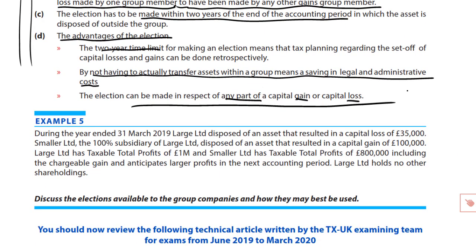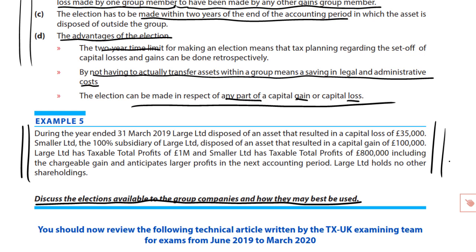And finally, for you to have a go at and then have a thorough review, please, through the answer, another little challenging issue for you to discuss the elections available to the group companies and how they may best be used in relation to this information here in example 5. So have a good think about that, see what the options are. How would you exercise any claims or elections? How would you achieve what you want to achieve? And then have a thorough read through. Then in relation to what we've been discussing in this chapter, quarterly instalment payments, the details of that you will then find in the next chapter, chapter 23, for you to review through.